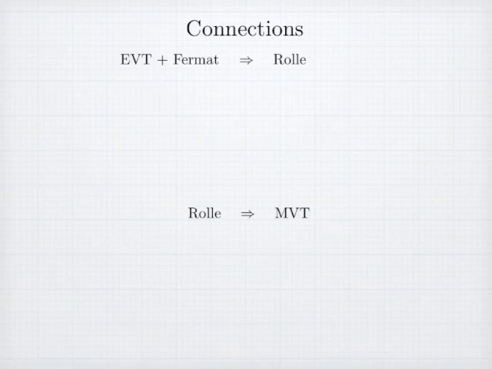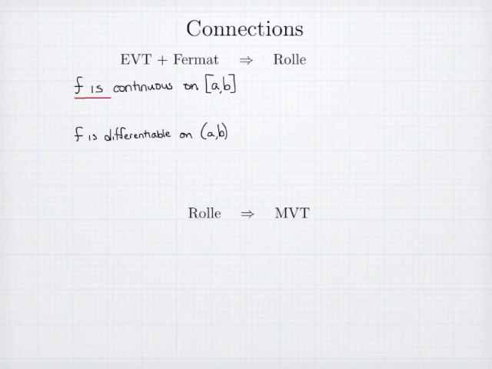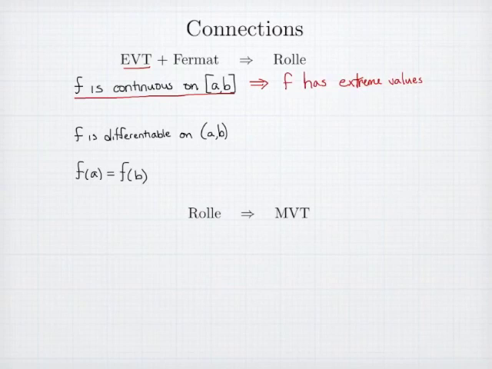To finish this presentation, I'd like to end by showing the connections between the different theorems. Rolle's theorem has a hypothesis that my function must be continuous and differentiable. But the idea that f is continuous on a closed interval is exactly the hypothesis required by the extreme value theorem. And so the extreme value theorem guarantees the existence of maxima and minima for our function. But the other hypothesis of Rolle's theorem is that my function has the same value at the extremes. And so this tells me that there is an extreme value somewhere in the interior.